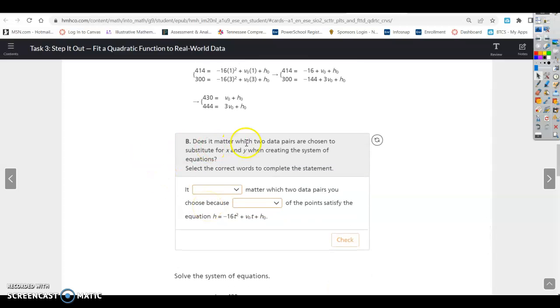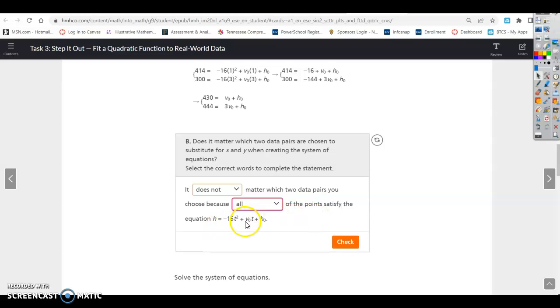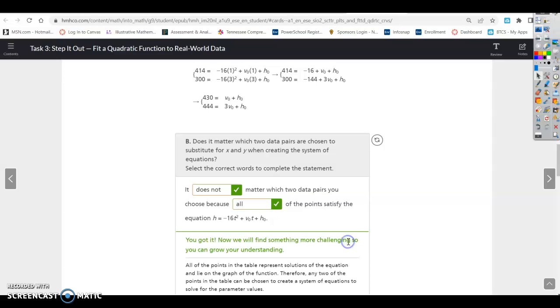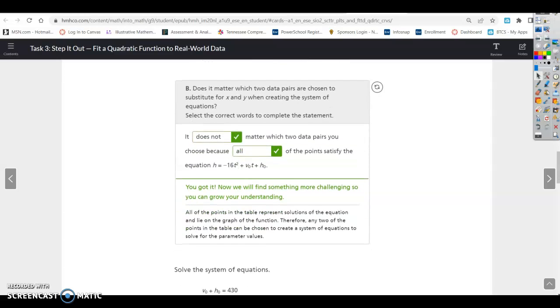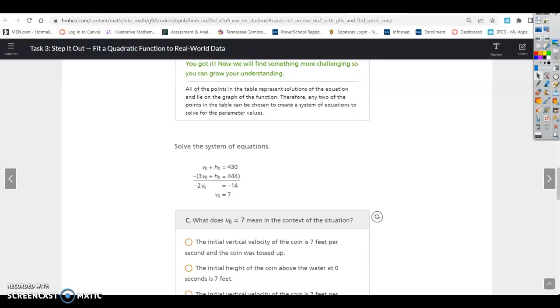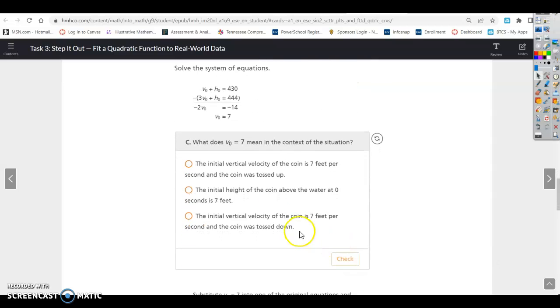All right, so it says, does it matter which 2 data pairs are chosen to substitute for X and Y when creating the system of equations? Select the correct words to complete this statement. All right, it does not matter which 2 data points you choose because all of the points satisfy this equation. All right, so if they're on that curve and they create that parabola, you can use any 2 points you want to set up your system of equations. And you should get the same answer.